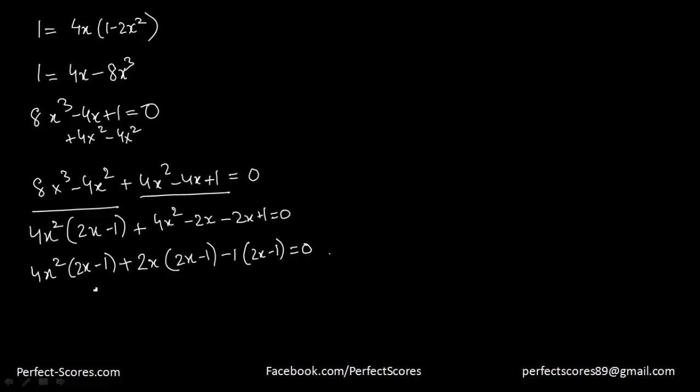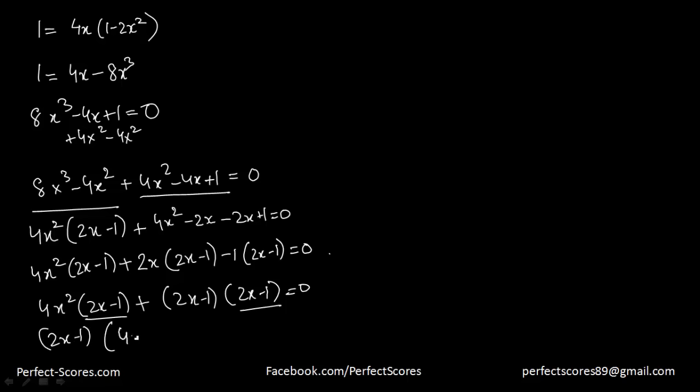So this is what I'm going to get. This is going to be equal to 4x squared into 2x minus 1, plus 2x minus 1 into 2x minus 1 again. From these both I can take 2x minus 1 common, and I'm going to have (2x minus 1) times (4x squared plus 2x minus 1) is equal to 0.